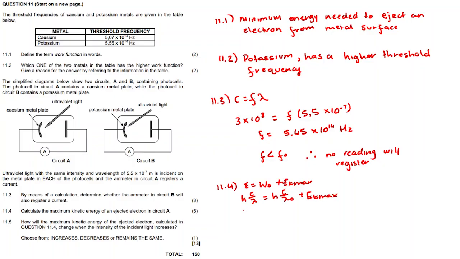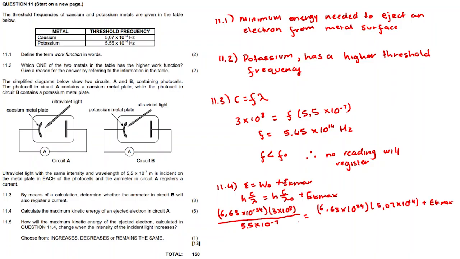Now we can just plug in all our values, h being a constant, c also being a constant, and when we rearrange, we should get that EK max is equal to 2,55 times 10 to the negative 20 joules.